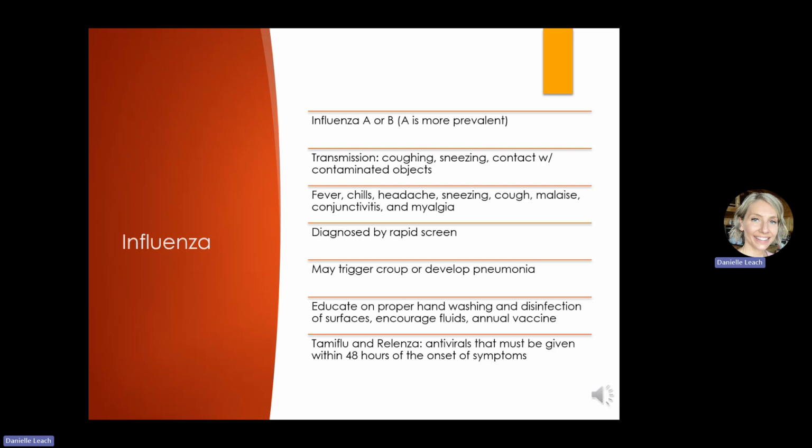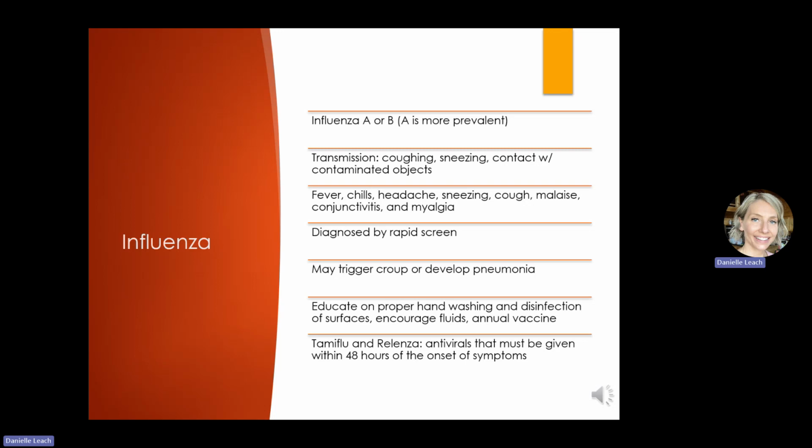Influenza, we have types A or B. A is usually more prevalent. The most common months for influenza in the US are October through May, so usually fall, winter, and springtime. Transmission wise, it's transmitted by droplets, so through coughing, sneezing, contact with contaminated objects. So the person, if admitted, is usually on contact droplet precautions.